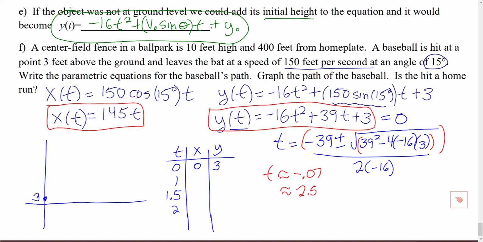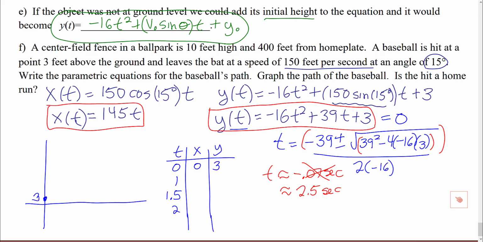Now these are time in seconds. This one doesn't count because it's negative, and it's basically if you trace the parabola back through 0 and came down and saw where it hit the x-axis, it's over there with the negative x's. So that doesn't apply to our model because our model starts when it's at 3 feet hitting the bat. So at about 2.5, I rounded it, seconds is when it hits the ground.